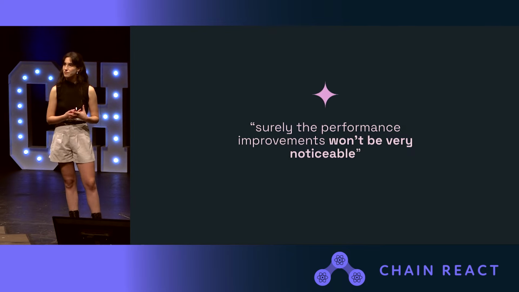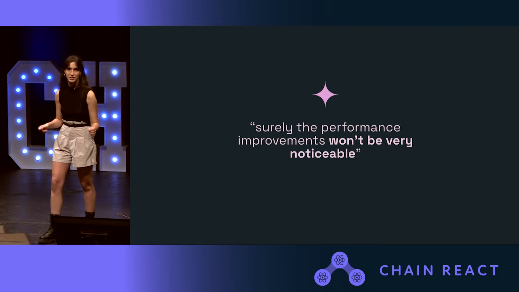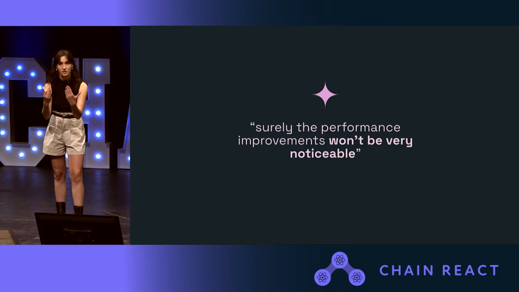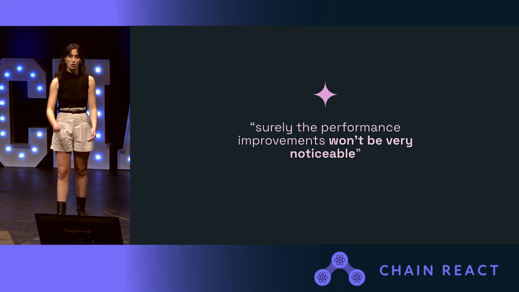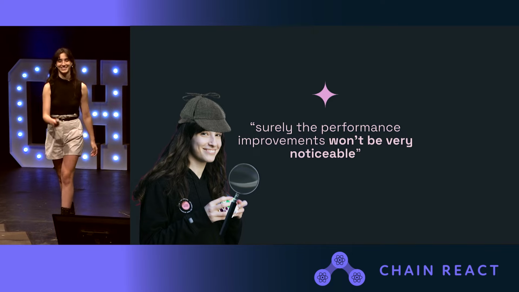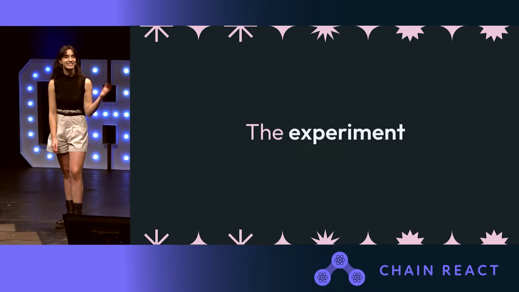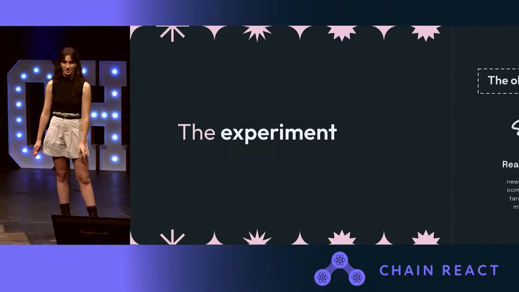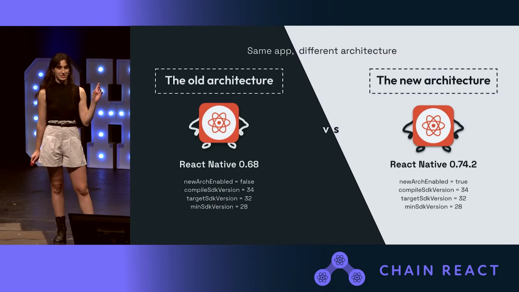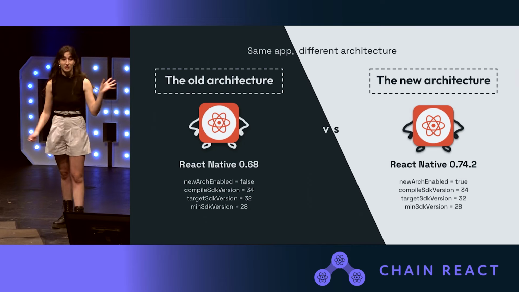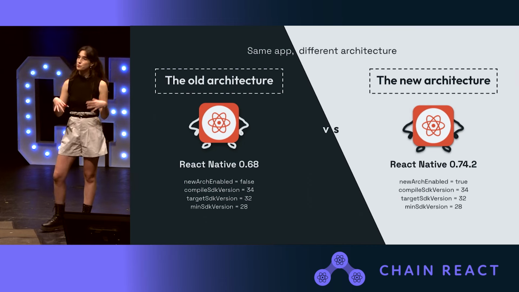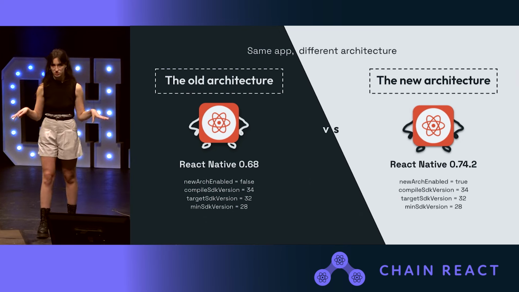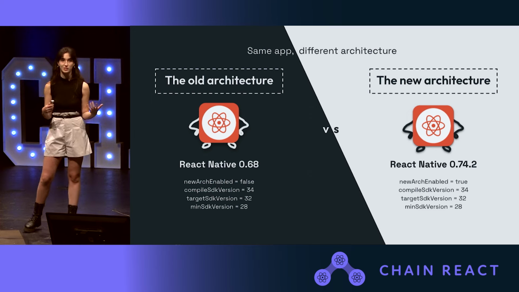I wanted to see if the performance improvements were something you could see visually, that you could perceive if you had two apps side by side. So I decided to investigate. This is the experiment I created. I created a fight between two apps. On one side, you have the old architecture app. It was created using React Native 0.68. That's because I wanted to have everything that surrounded that version, not only the new architecture turned on.